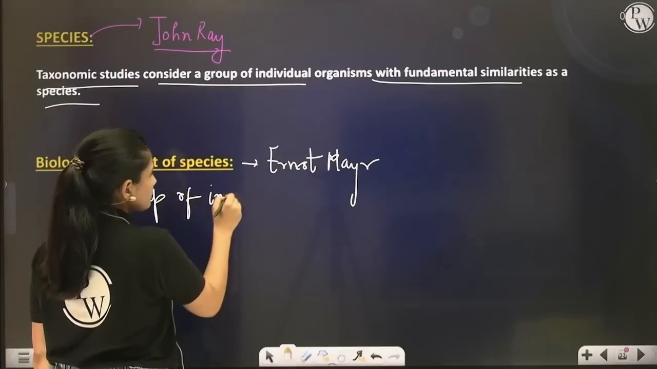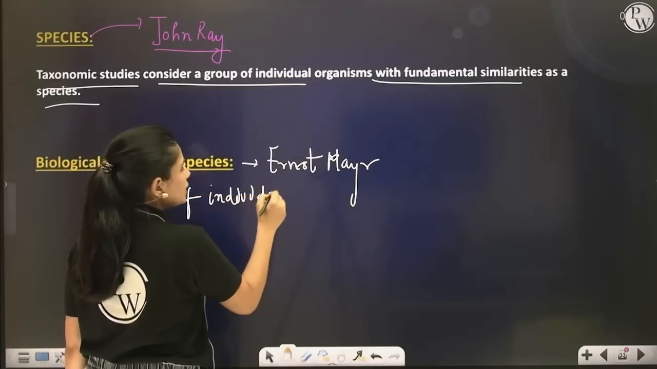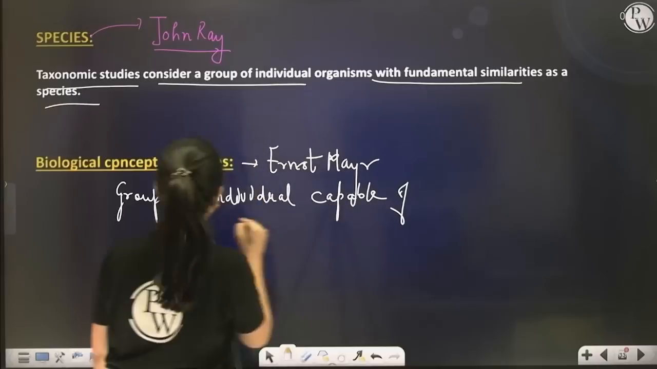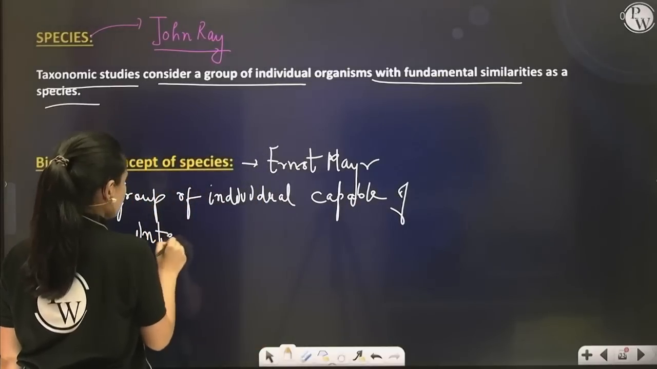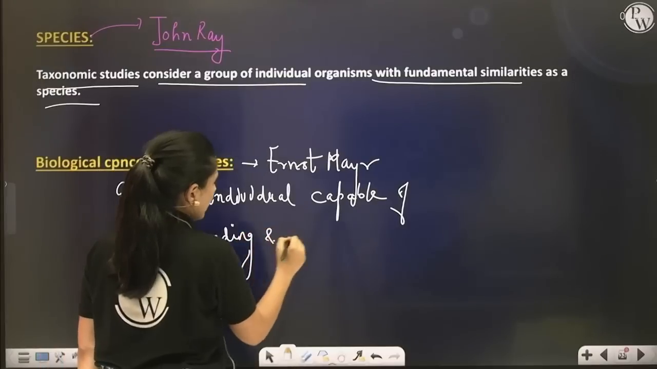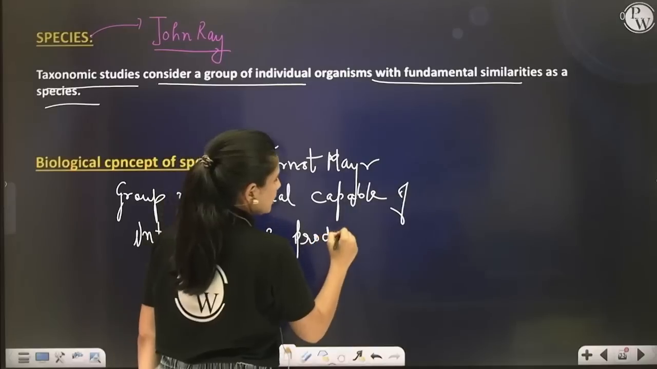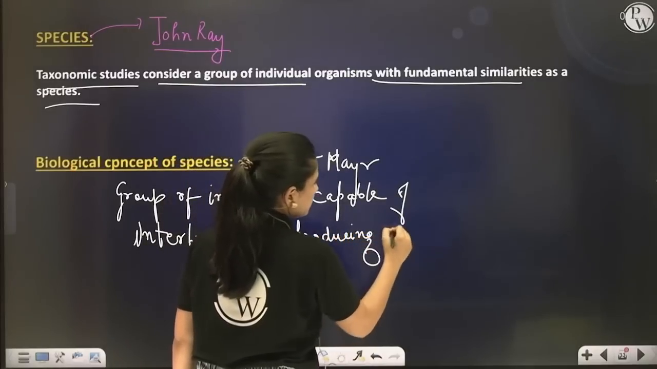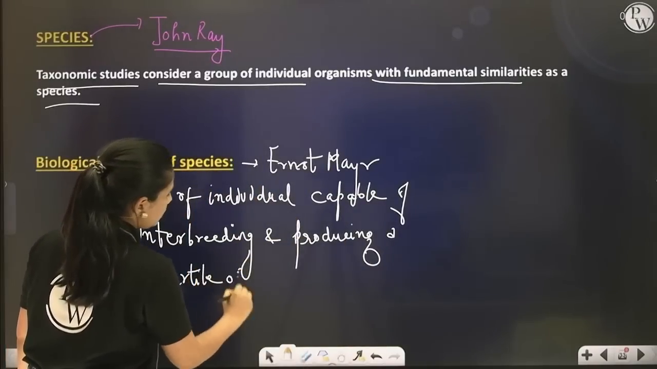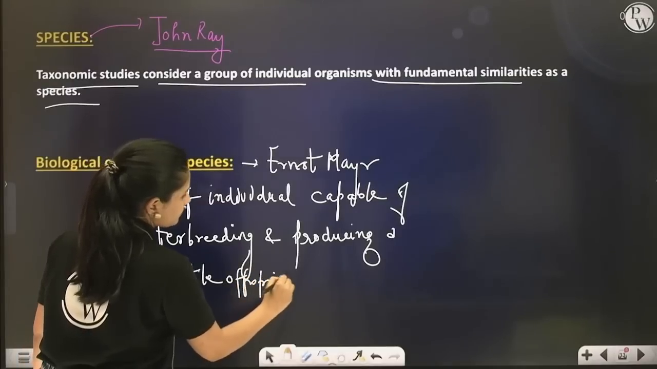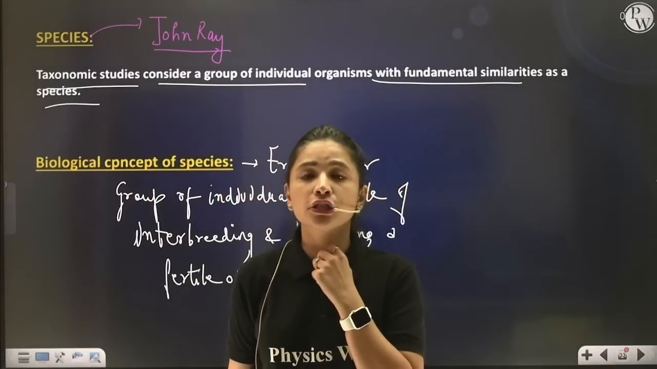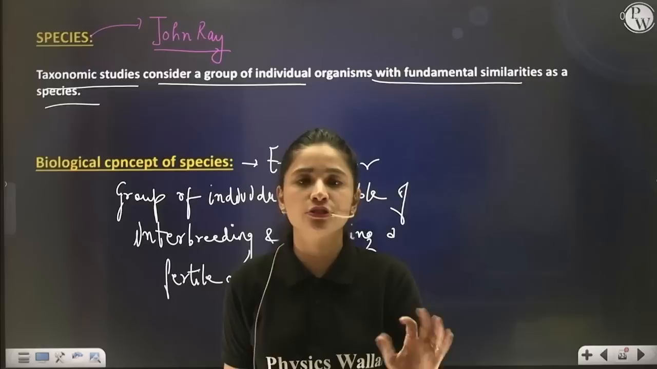Group of individuals capable of interbreeding and producing a fertile offspring. Right? That means the principle of the biological concept of species is reproductive isolation.